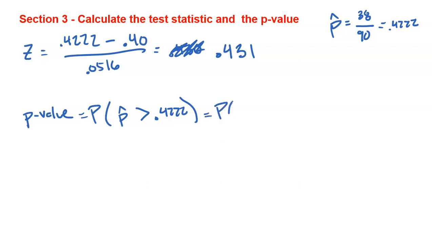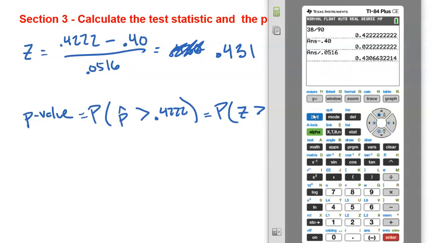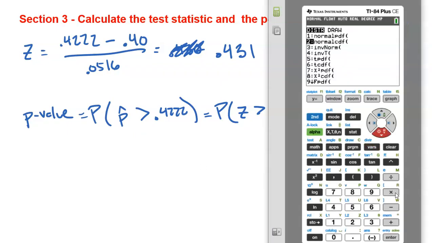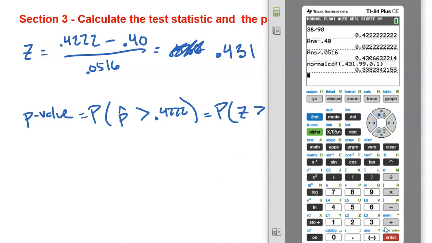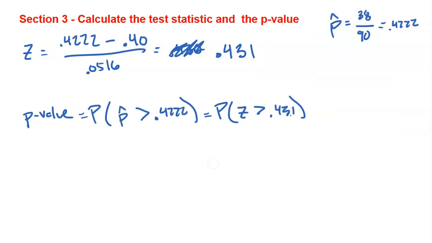And to do this, we're going to use our normal model. We're going to use a z-score greater than the 0.431. These are two equivalent statements, just one using p-hats and one using z's. But we're trying to find that p-value. Now, to actually find that, I'm going to go to my calculator here. I'm going to do a normal CDF. I'm going to go from 0.431, that's my z-score, to 99. 99 is acting like my infinity, essentially. And I get a p-value of 0.333.